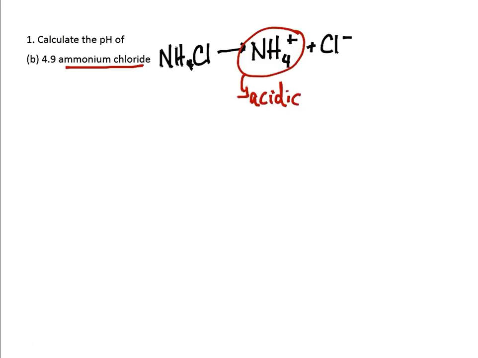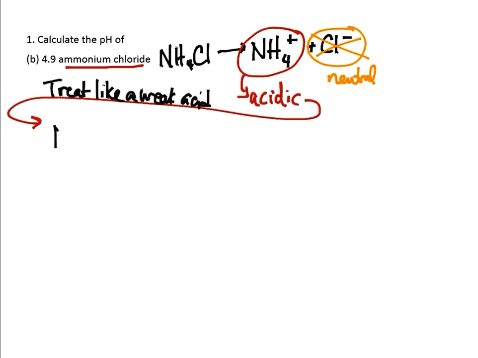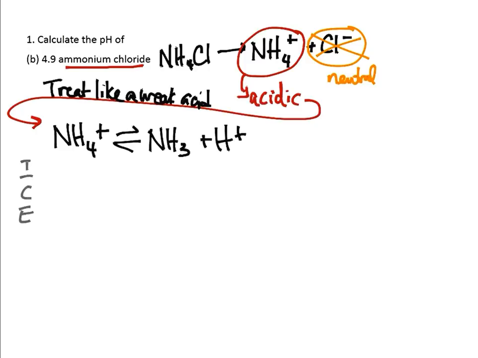Now here we're going to calculate the pH of ammonium chloride. We have to consider both ions again. Ammonium ion is acidic because it's the conjugate acid of a weak base, ammonia. Chloride ion is neutral because it is the conjugate of a strong acid, hydrochloric acid, so it has no tendency to want to recombine with hydrogen ion. So since we have an acidic cation, we're going to treat this like a weak acid. I'm going to write the acid dissociation reaction. NH4 plus dissociates into H plus and NH3. We're going to set up our ICE table with 4.9 molar ammonium and 0 molar ammonia and 0 molar hydrogen ion.